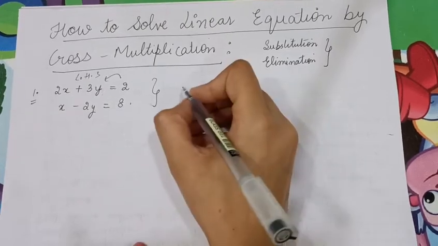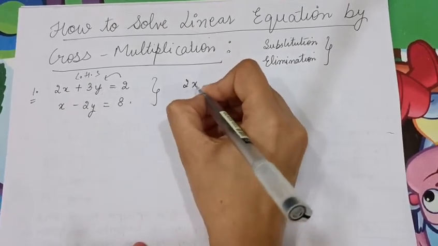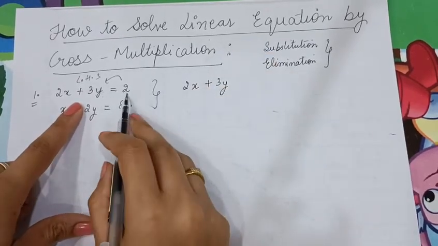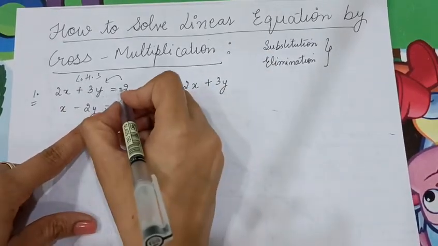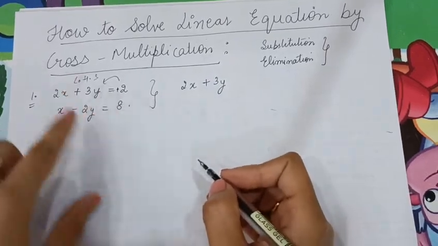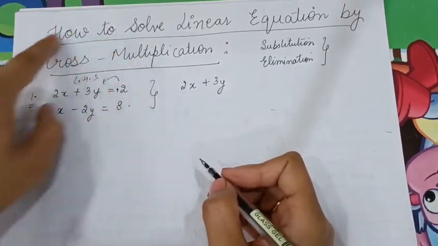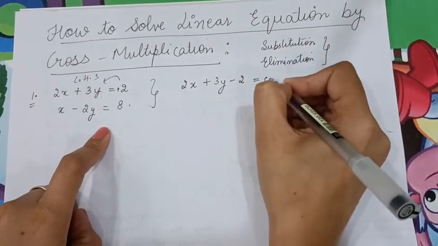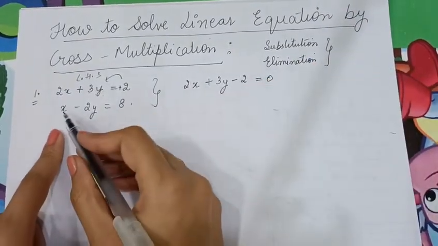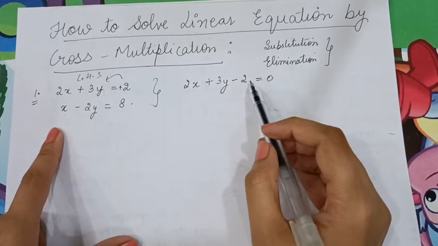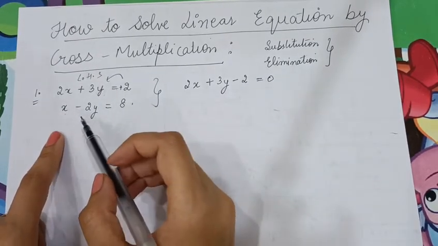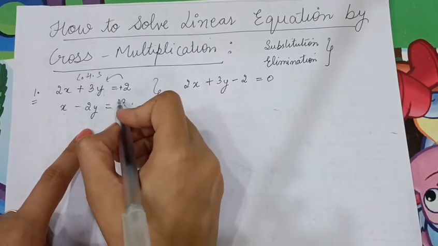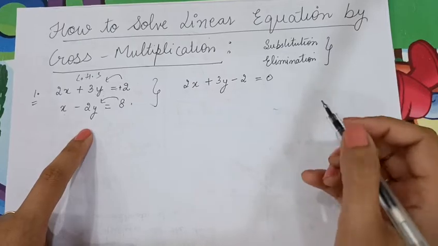So I'll do that. The first equation will become 2x plus 3y. When I shift this 2 to the other side, it is a positive 2, nothing is written so the plus sign is there, it will change to minus 2 equals 0. So the first equation is done. For the second one we will do the same thing: x minus 2y equals 8. So this 8 also should be shifted to the left hand side.